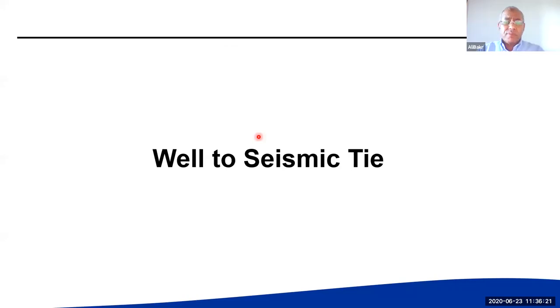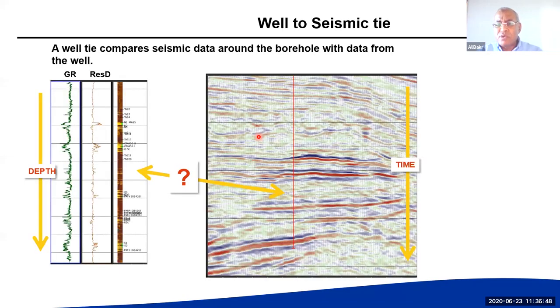Now, let us see how we can start our interpretation, while we have this background that we got in the last 35 minutes or more. The first thing to do is to tie your well data in the depth domain with your seismic data in the time domain. Because you have two domains, all the seismic is in time, while all the well data from drilling is in depth. We tie that with what we call seismic to well tie.